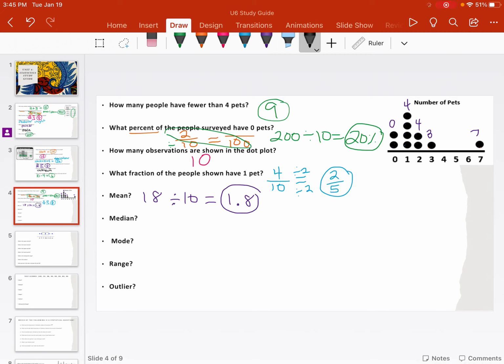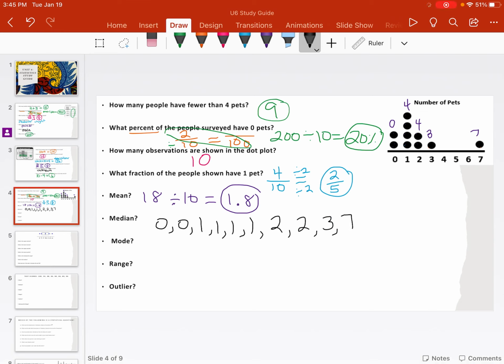Okay. Now for median, this is when I'm going to list all my numbers out. So remember, each of those dots represents the number that it's above. So I have 0, 0, there's 2 zeros, then there's 4 ones, 1, 1, 1, 1, 2 2s, so 2, 2, a 3, and a 7.